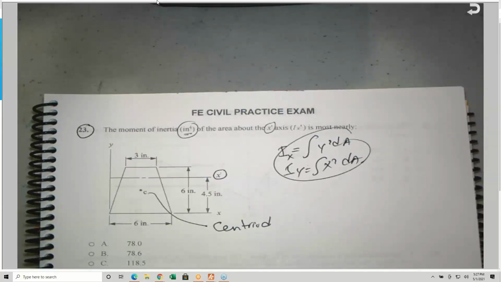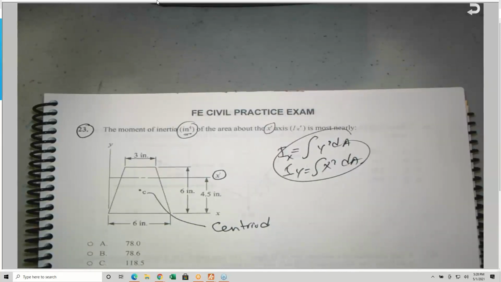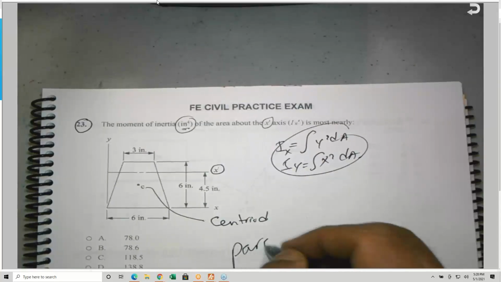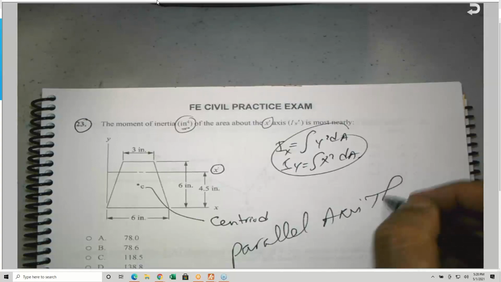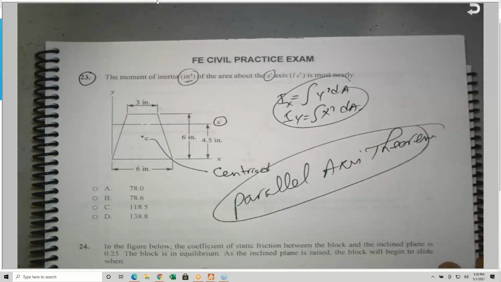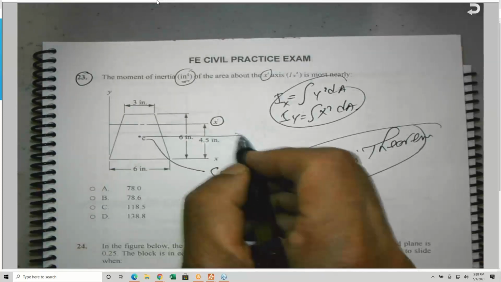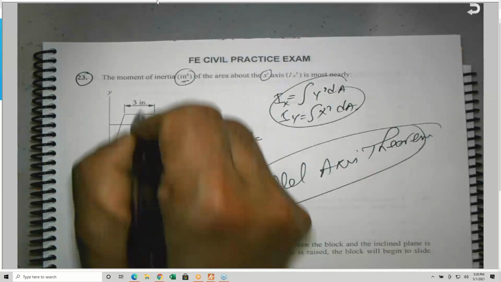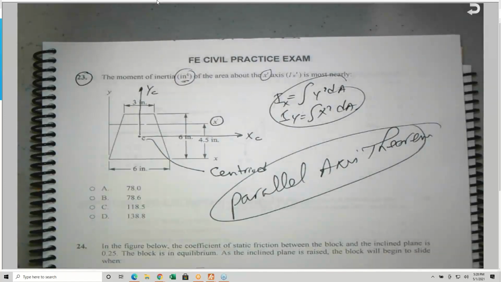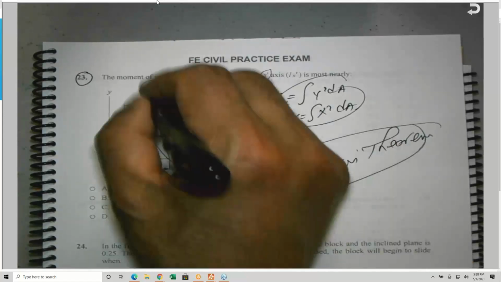Do you remember the theory we talked about last time or the time before, which is the parallel axis theorem? Very important. Parallel axis theorem. Because this is a centroid, we call this XC, and we call this YC. So the 2 axes, they go through the centroid, you call them centroidal axes.